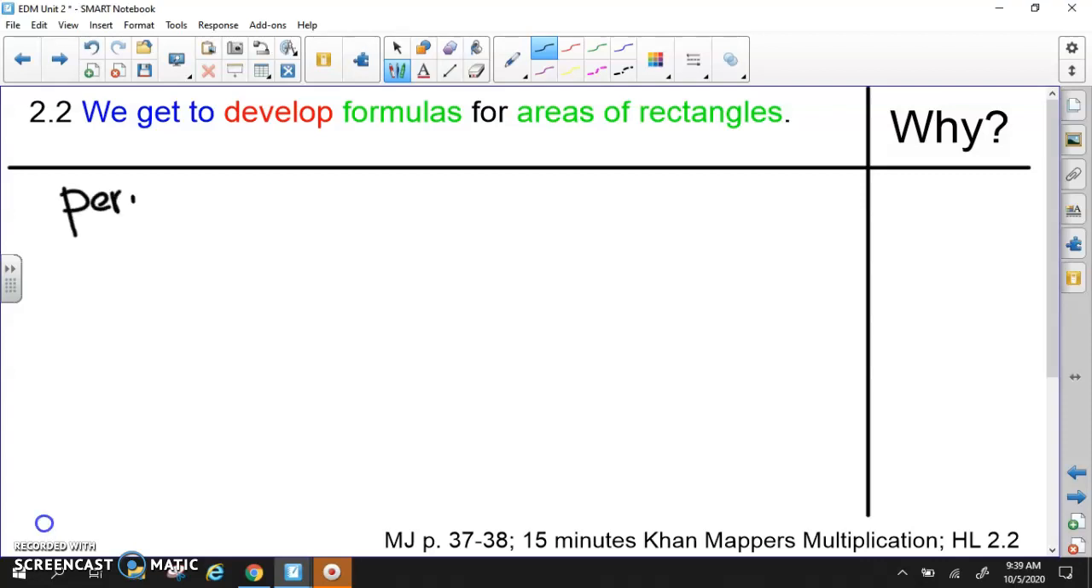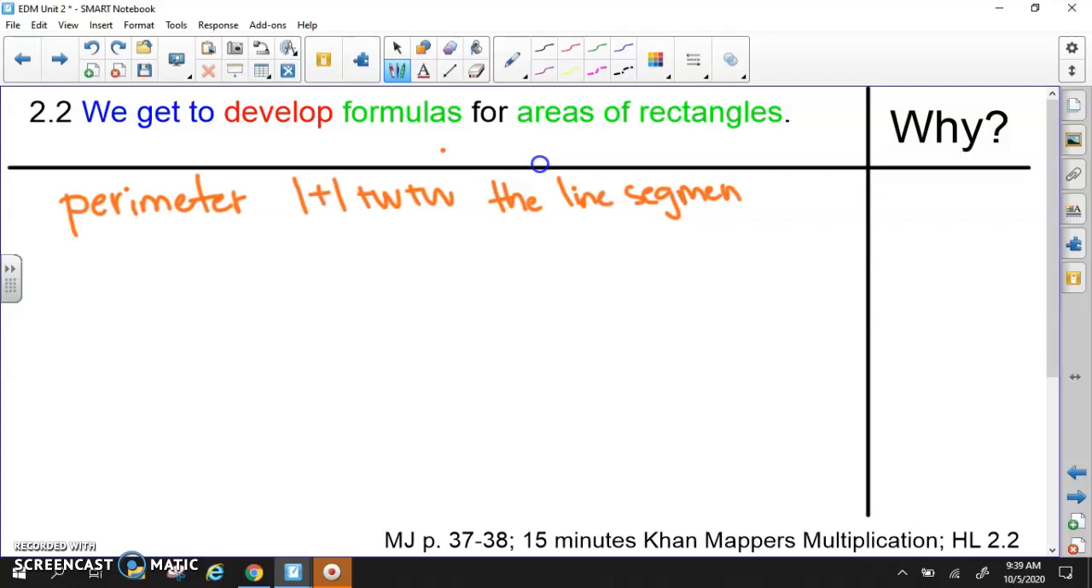So perimeter, just to have it up here for you, we'll do orange, okay? Perimeter is, remember it was L plus W plus L plus W, and we said it was the line segment lengths added together, right? So perimeter had to do with addition, okay?